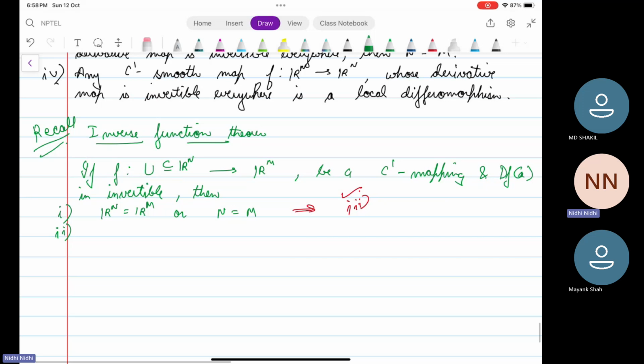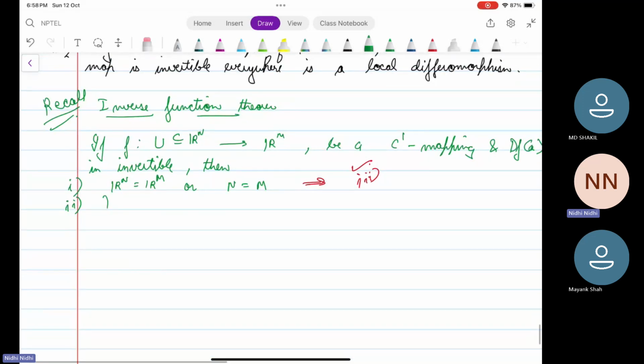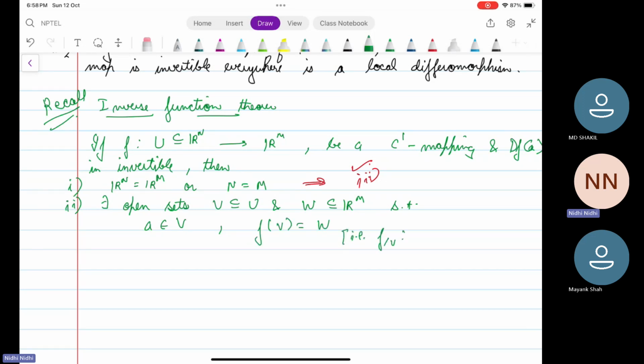Then our second point says that there exist open sets V, a subset of U, and W, a subset of Rm, such that a belongs to V and f of V is equal to W. That means the function f restricted to V is a map from V to W, and this is a bijection, that is, one-one and onto.